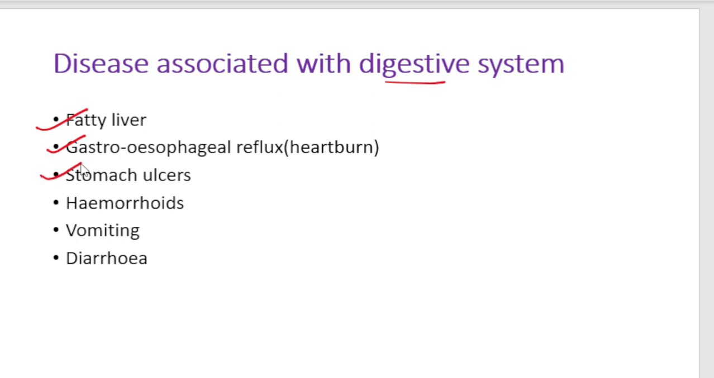Another one is stomach ulcer. Sometimes the mucus secreted inside the stomach by the gastric glands cannot control the acidic nature of the HCl, which ultimately makes ulcers inside our stomach. And another one is hemorrhoids. Then vomiting and diarrhea are also related to indigestion because food is not digested. That is all from this topic.